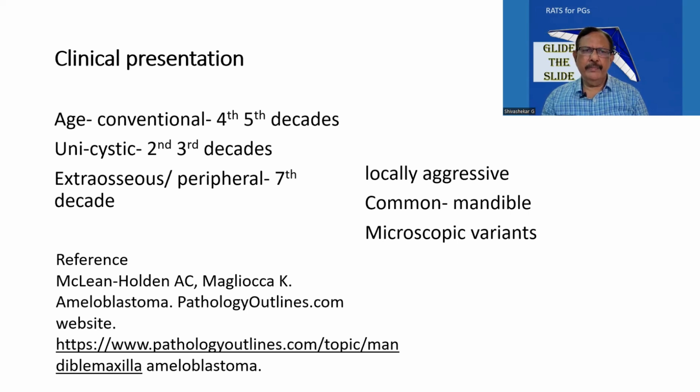The clinical presentation. The age is usually between the 4th and 5th decades. Unicystic can occur much earlier, in the 2nd and 3rd decades. Extraosseous, on the contrary, or the peripheral variant, can be in the 7th decade. I think it is easy for us to remember: 2, 3, 4, 5, 6 is missing, and 7. It is locally aggressive. The common site is the mandible. And there are many microscopic variants. Thanks to this wonderful reference, I would like you people to kindly go back.